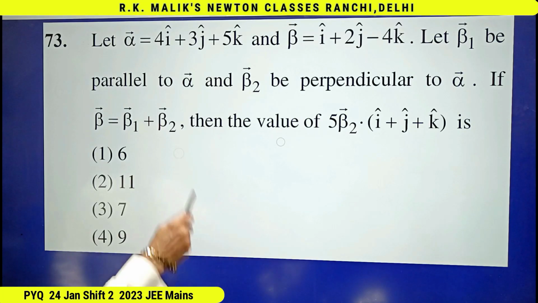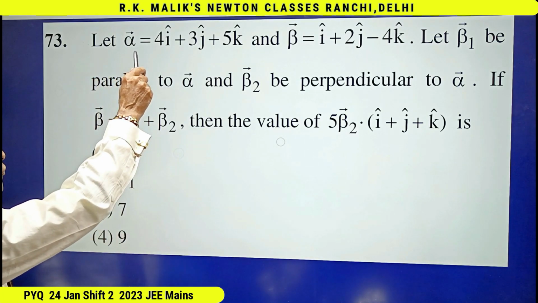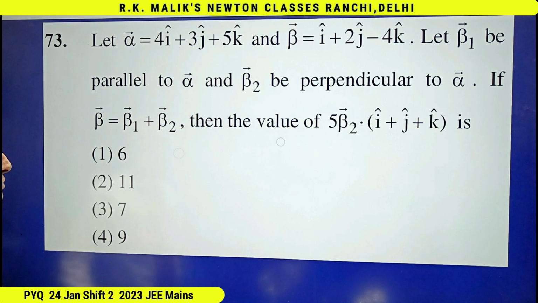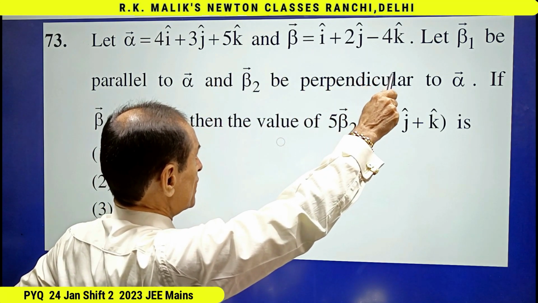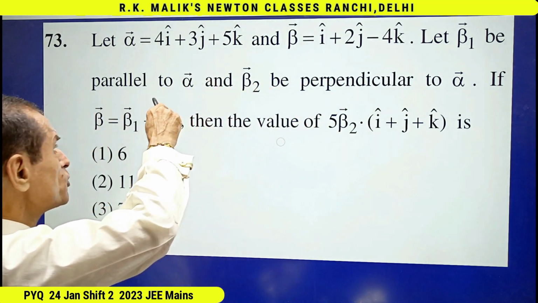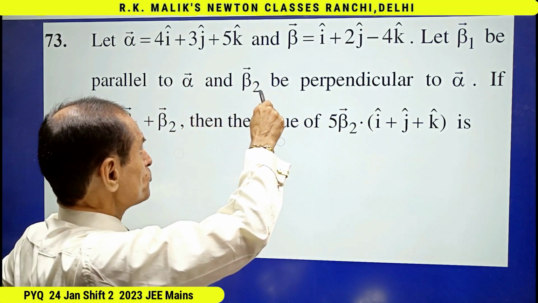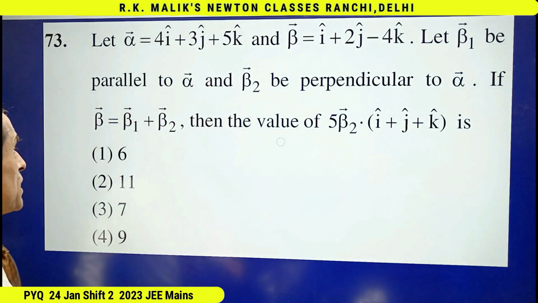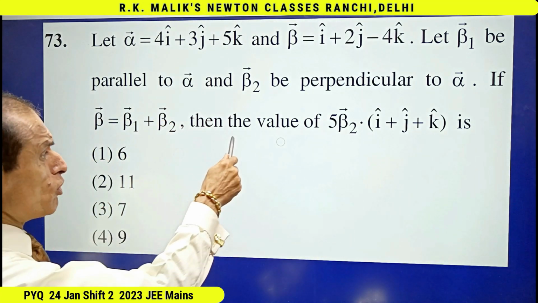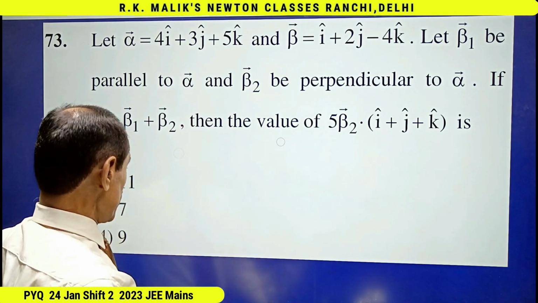In this question, it is given that let alpha is equal to 4i plus 3j plus 5k, beta equal to i plus 2j minus 4k. Let beta 1 be parallel to alpha and beta 2 be perpendicular to alpha. If beta is equal to beta 1 plus beta 2, then the value of this you have to find.